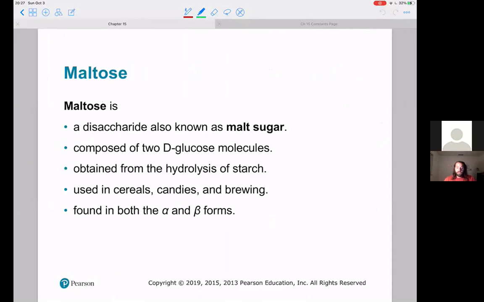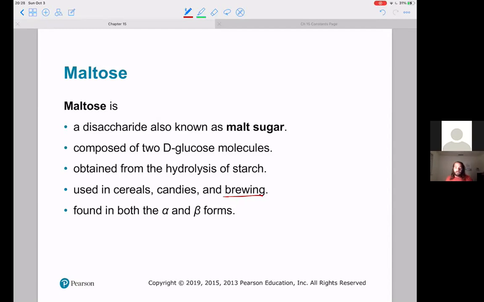Maltose. So maltose is what's known as malt sugar. Especially it's used very often in cereals and candies, as well as brewing beer. So the malt that you use to brew beer is actually maltose. And it's composed, as we said, of 2 molecules of D-glucose. It also turns out that if you take a large polysaccharide and you digest it, the most common intermediate before it gets broken into all the little tiny monosaccharides is the disaccharide maltose.